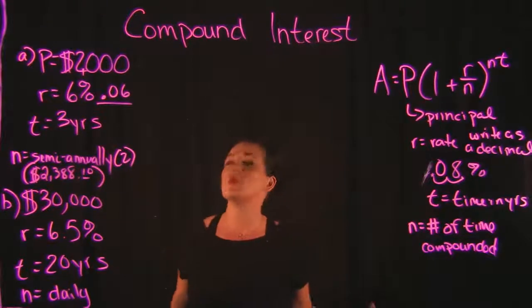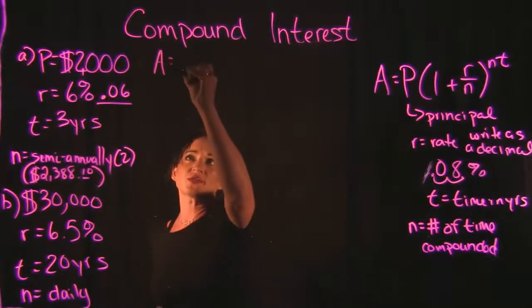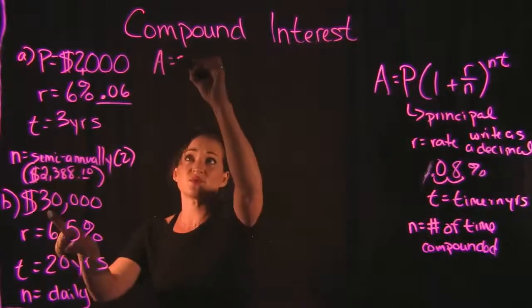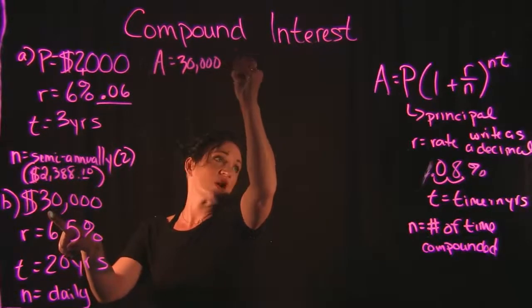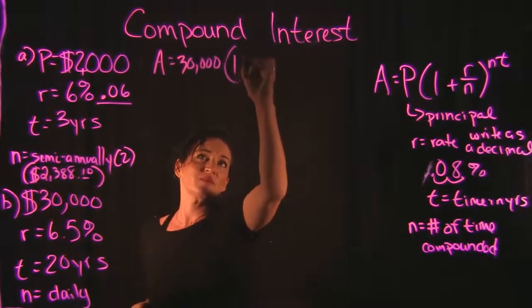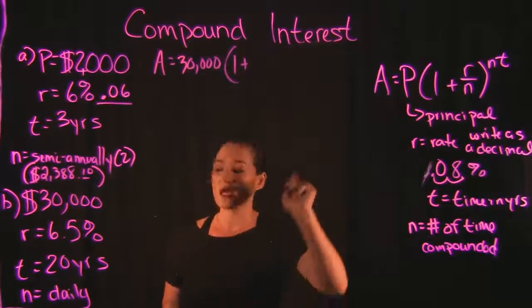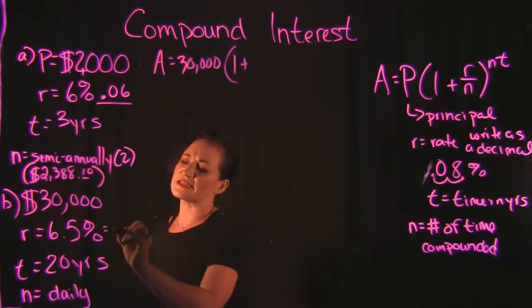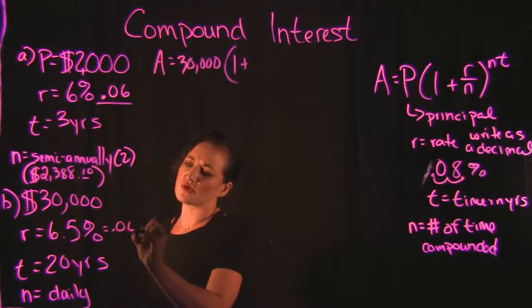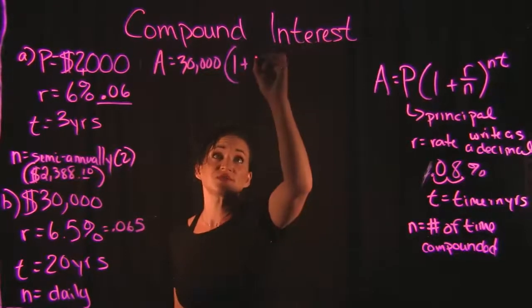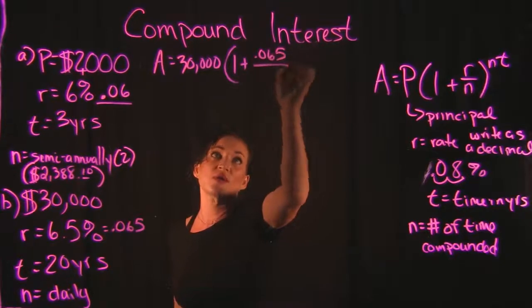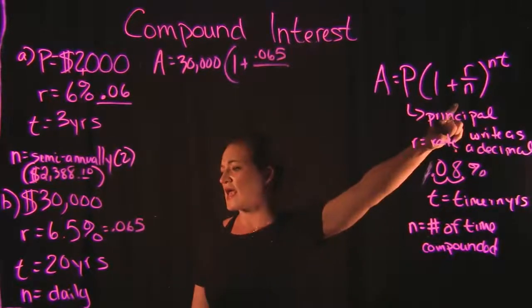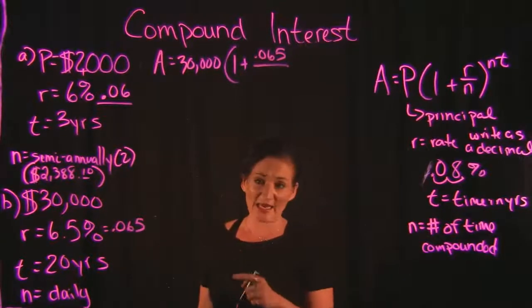So working on example B, we're going to do the same thing. We're going to plug and chug into this formula, starting with the principal, which is $30,000 for this one here. Inside the parentheses, 1 plus our R is 6.5%. As a decimal, that's going to equal 0.065 there. So that's going to be in our numerator. And that's going to be over N. So this one says daily here for N.